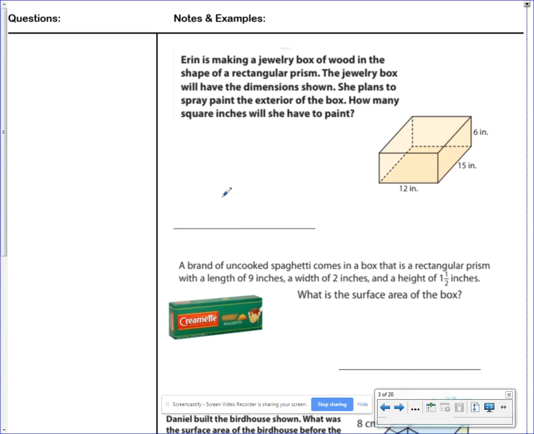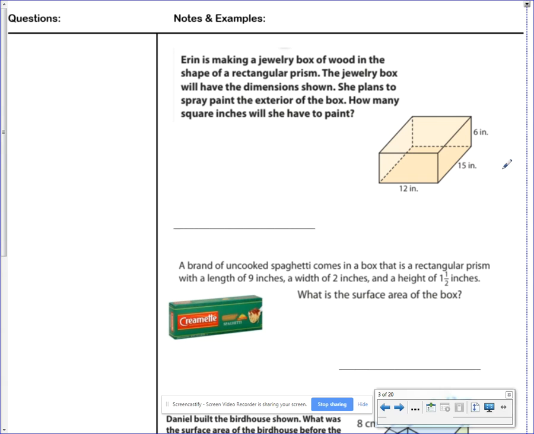Aaron's making a jewelry box of wood. It's in the shape of a rectangular prism. So it's a rectangle and then it comes straight up. The jewelry box will have the dimensions shown. She plans to spray paint the exterior of the box, so that means all sides. How many square inches will she have to paint? Okay.